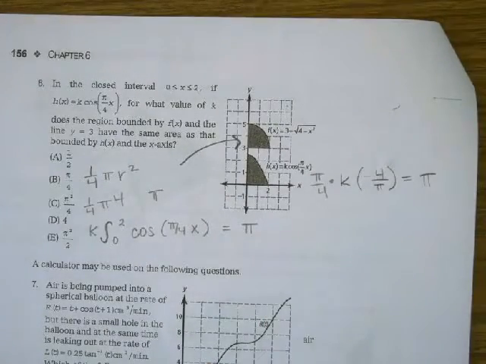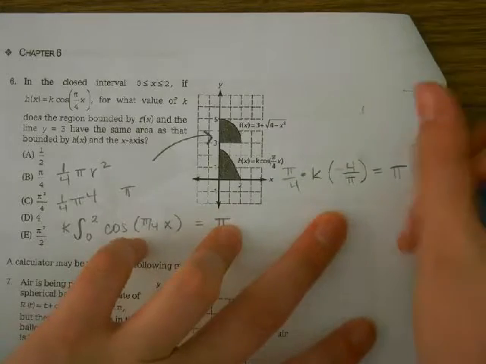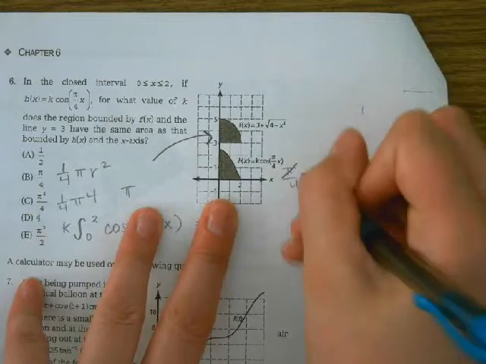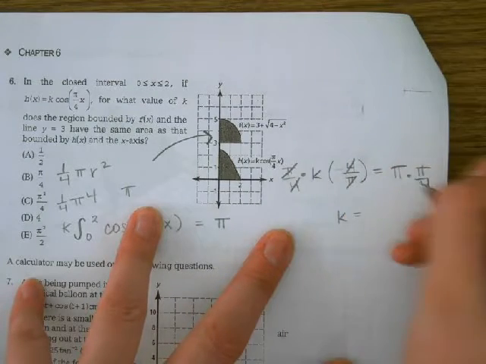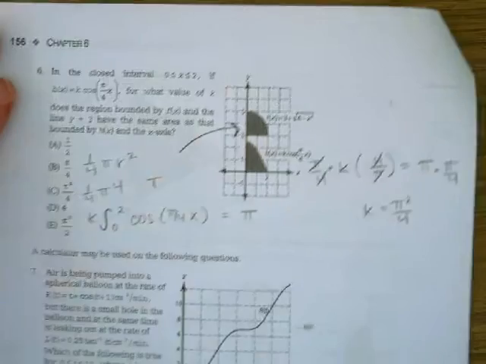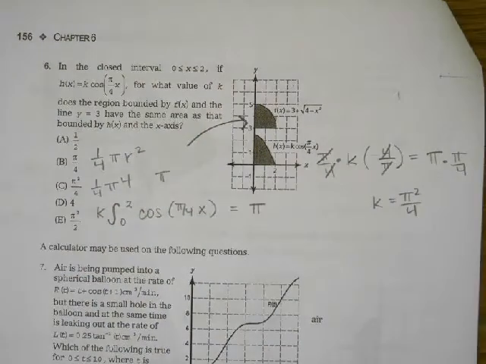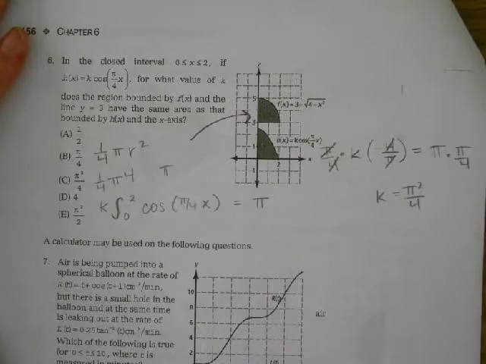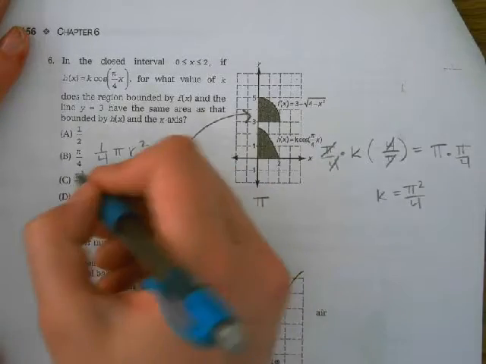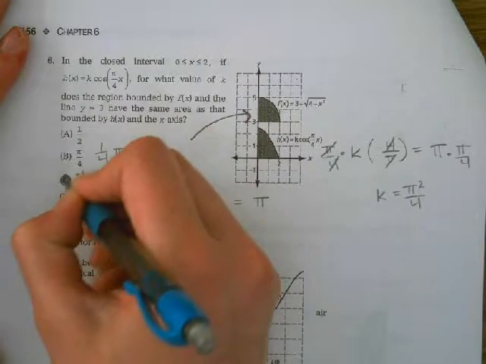So I'm multiplying by pi over 4 on each side. So k equals pi squared over 4. And if that is the vertical stretch, or if that's the amplitude, then these two will have the same area, even though they look like different shapes. So the answer for that one is C.